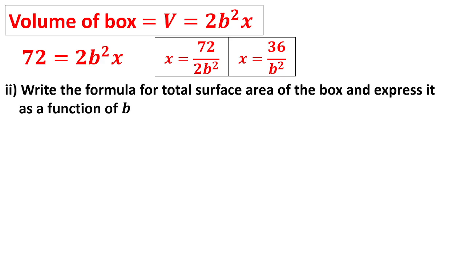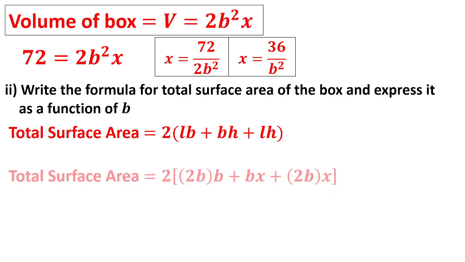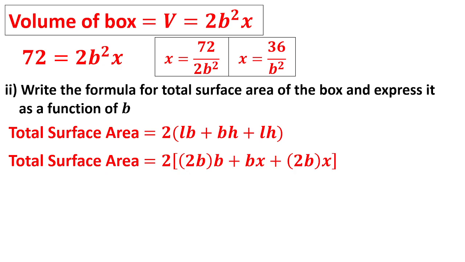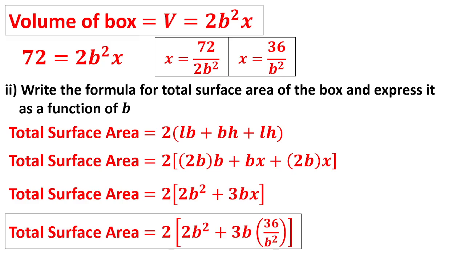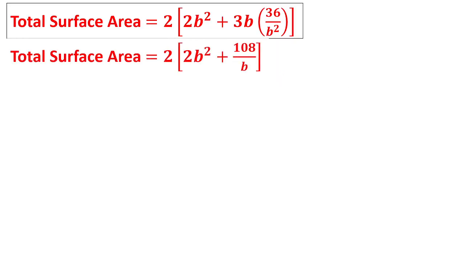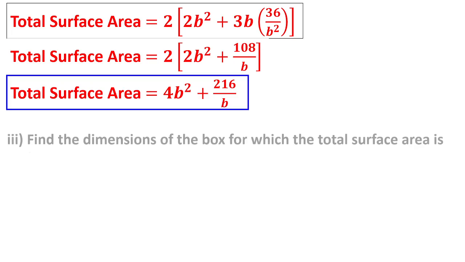Write the formula for total surface area and express it as a function of B. Total surface area formula is LB plus BH plus LH. Write what is there in place of L, 2B. In place of H, it is X here. Multiply it, it will become 2B square plus 3BX. And we can replace X by 36 by B square, from the first subdivision, X is 36 upon B square. Now the total surface area, we can simplify it like this. So this is the formula for total surface area, 4B square plus 216 by B. Okay. Let us go to the third question.